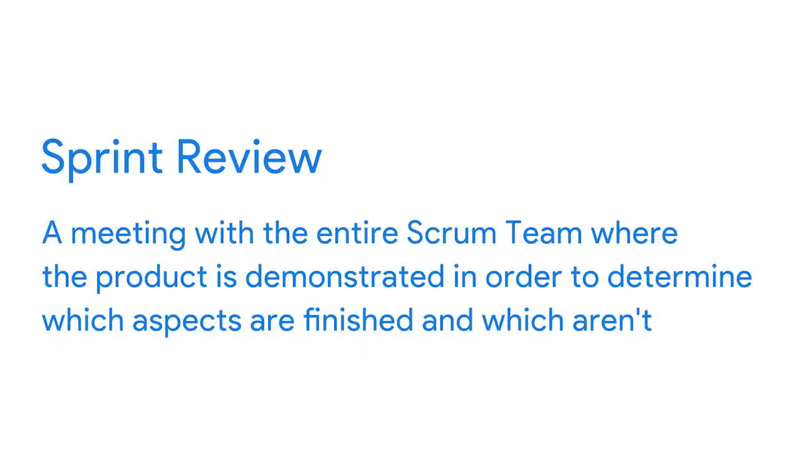At the closing of a sprint, the team will complete another event, known as the Sprint Review. This sprint event is crucial to the Scrum pillars of inspection and adaptation, and demonstrate the values of openness, courage, and respect. Let's discuss what I mean by that. The Sprint Review is a meeting with the entire Scrum team, where the product is demonstrated in order to determine which aspects are finished and which aren't.